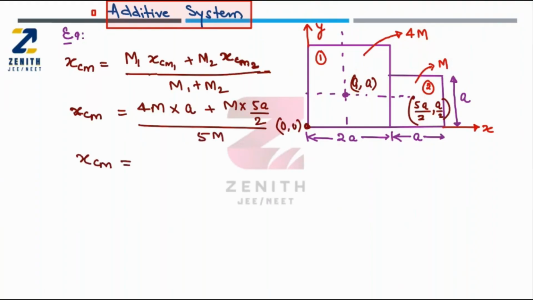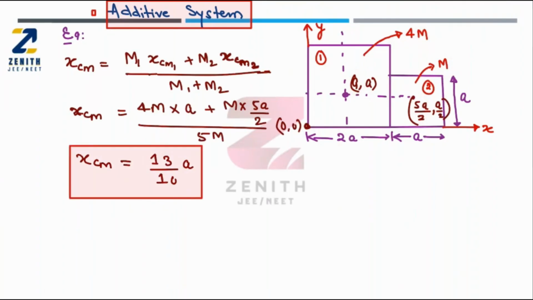So xcm you will get, this is nothing but 13, and this 2 into 5 will become 10, and this is a. Okay, so x center of mass you got as 13a by 10. Fine.